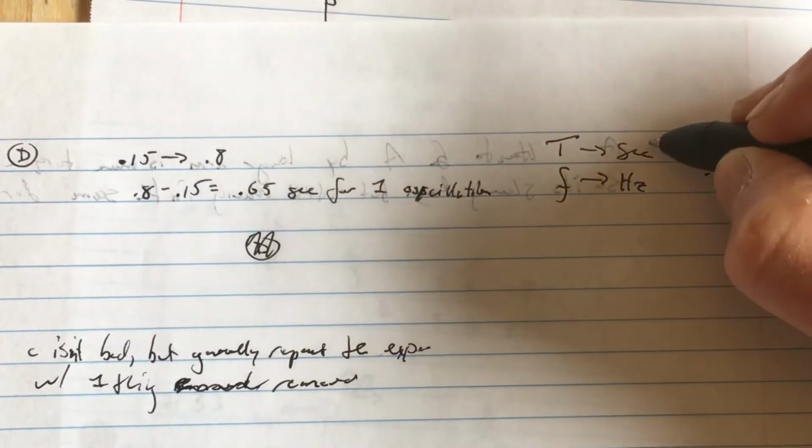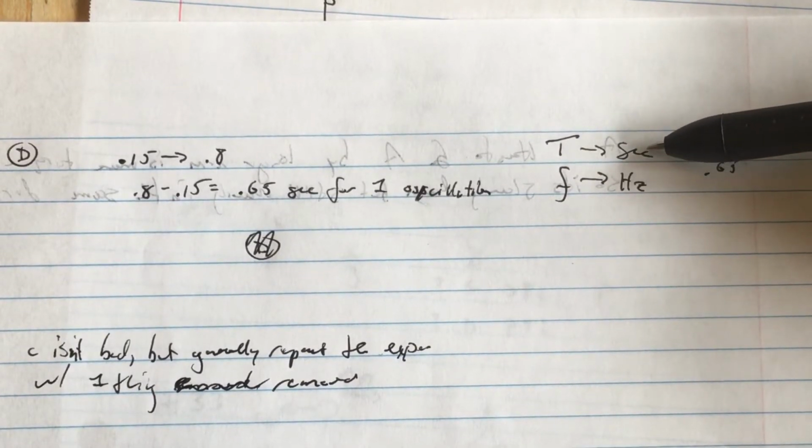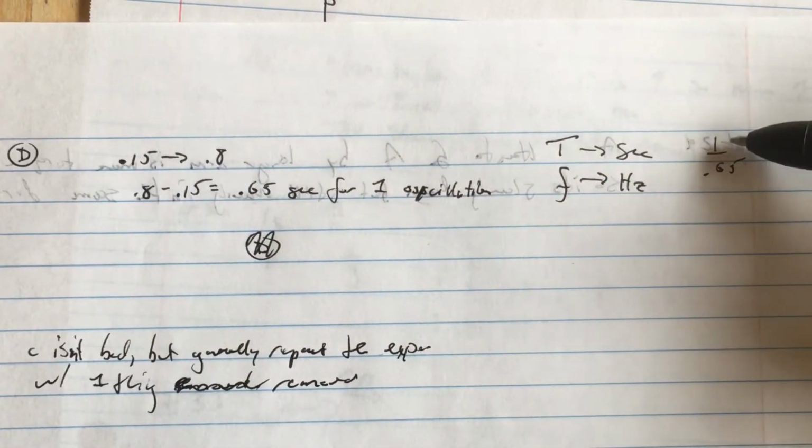So you just have to ask yourself, is my measurement in seconds or in per second? All right, those are different things. A meter is different than per meter. So this is 0.65 seconds, so it's period. So you have to flip it, take the inverse, 1 over 0.65.